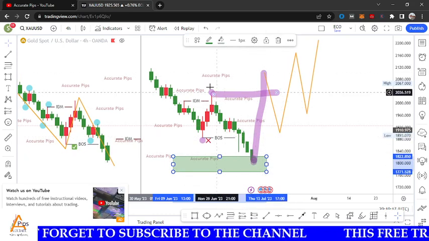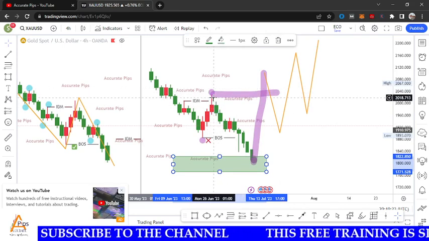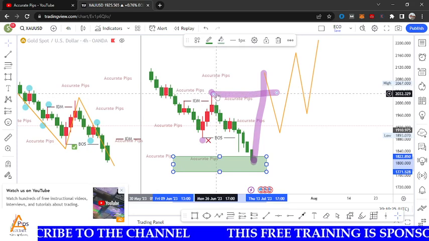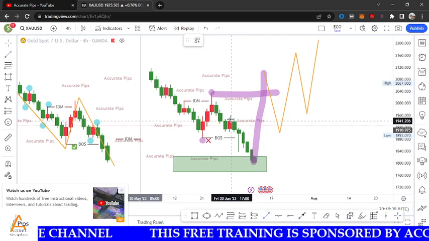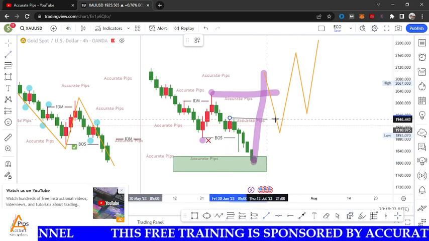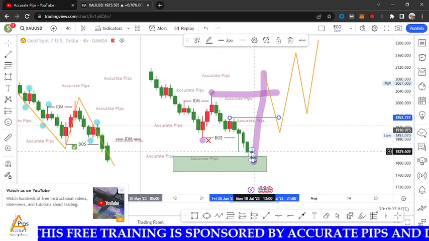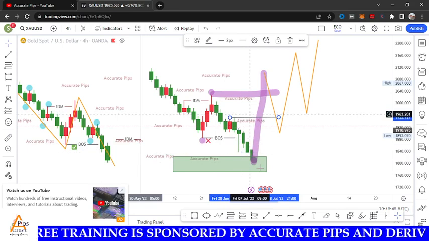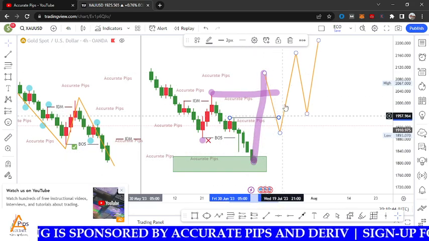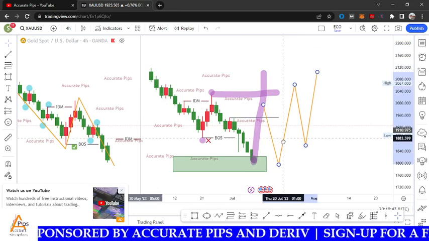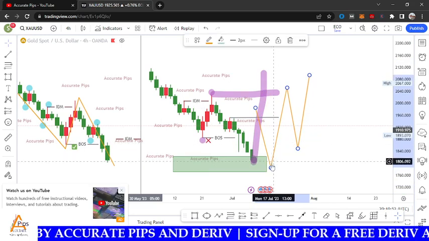Then in this case, we don't need price to come and break this recently formed structural low, but rather once price breaks this candlestick high that was formed, which we would have used as inducement to confirm our new low, instead of that, we will now consider this as our change of character.